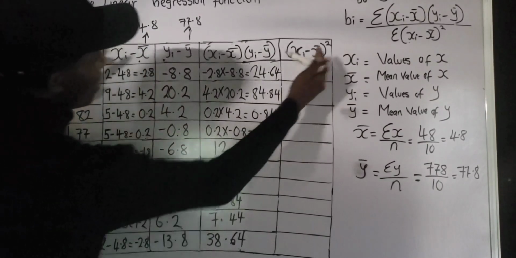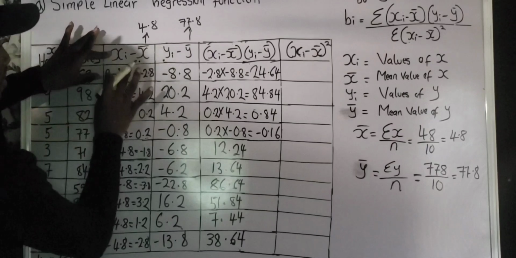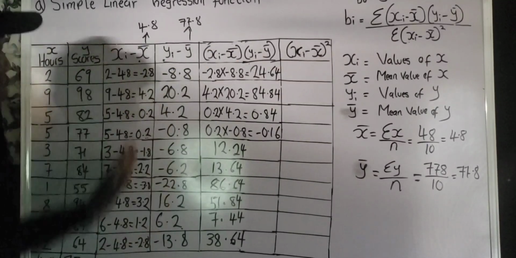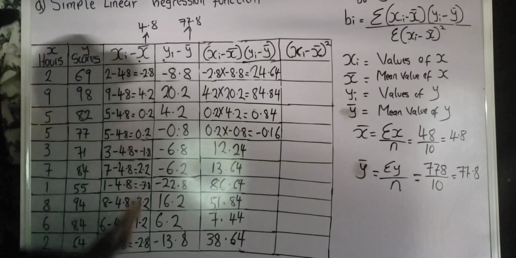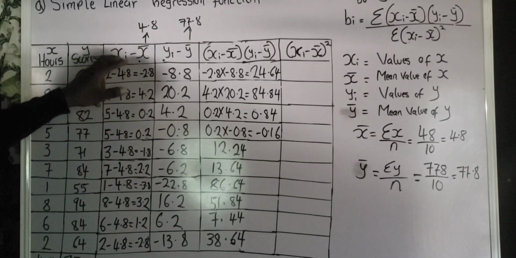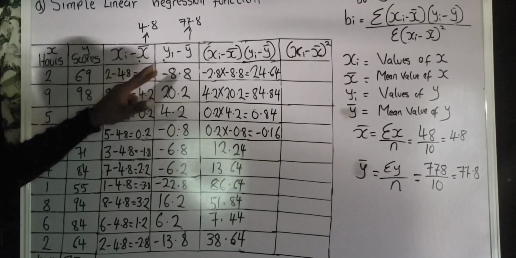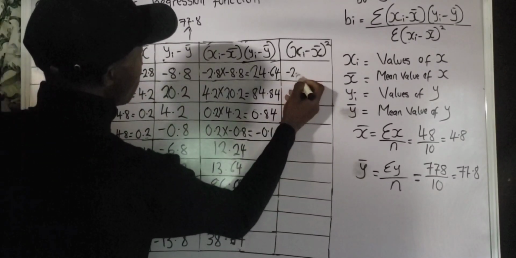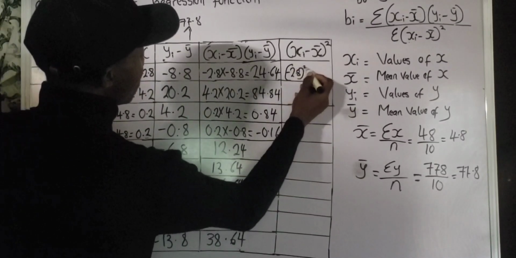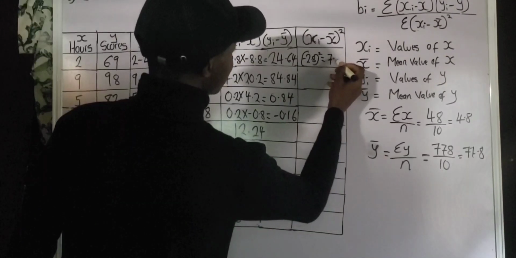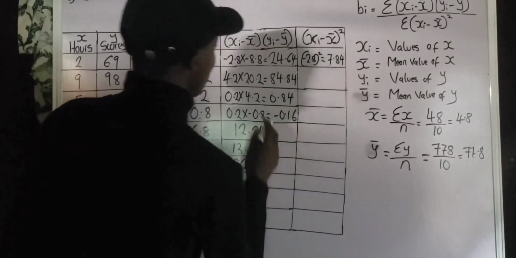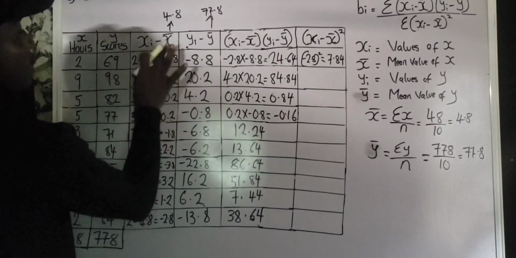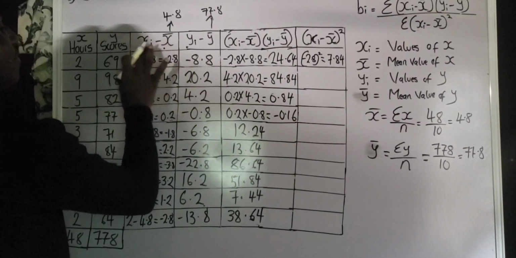This is ordinarily without the square. This is the value, but I need the square of this. So I'm going to square all the values, the differences between your values of x and the mean value of x. So for these cells now, I'm going to have minus 2.8 squared, which is 7.84.